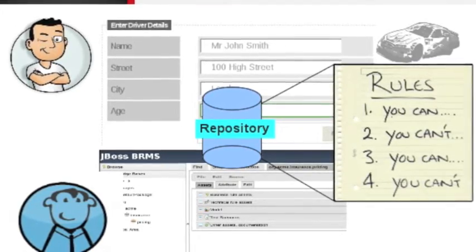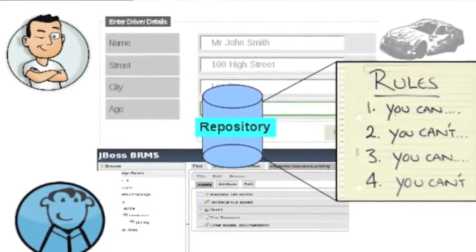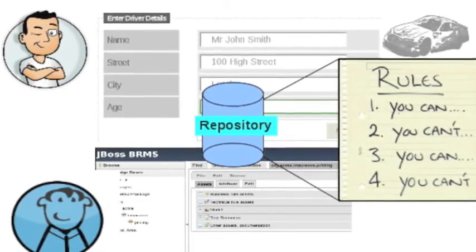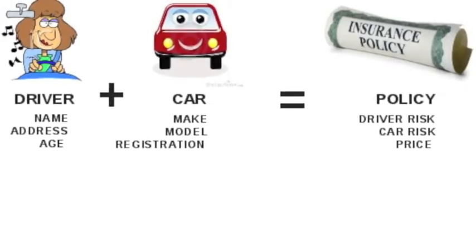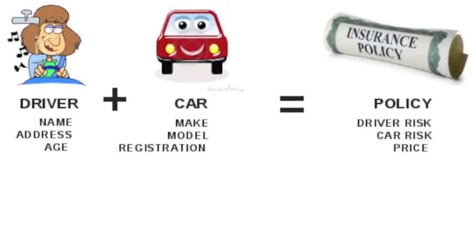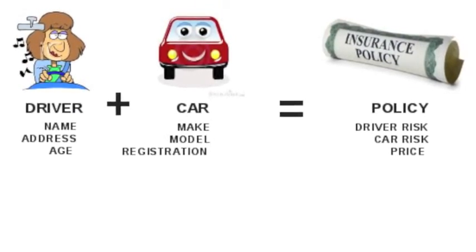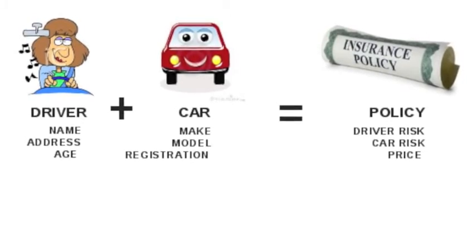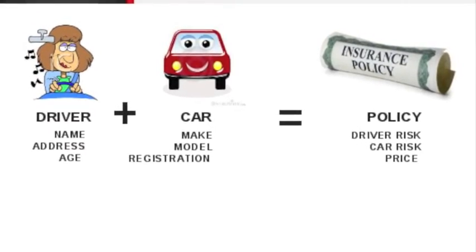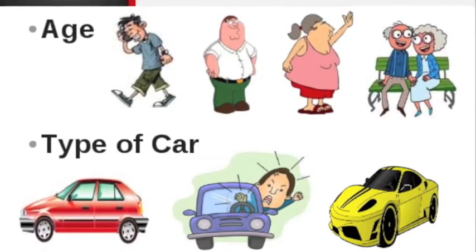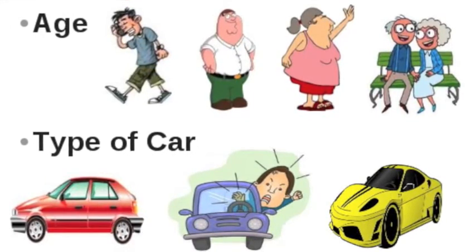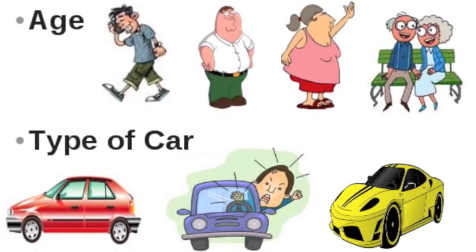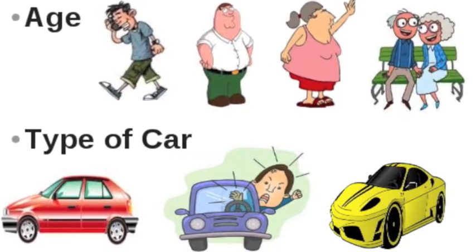The scenario we feature today is simply a rules repository, a user going in, entering their details and getting a price. The details we enter are pretty simple. We enter the driver's name, address and age, and then we ask for details around the car, make, model and registration. We simply make a decision based upon the age of the driver and the type of car he's driving, and these are the two factors that control the price.